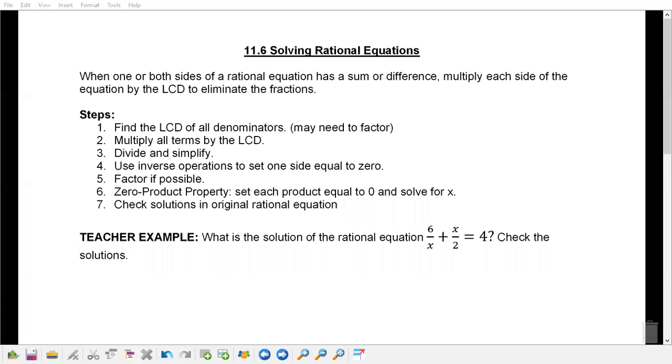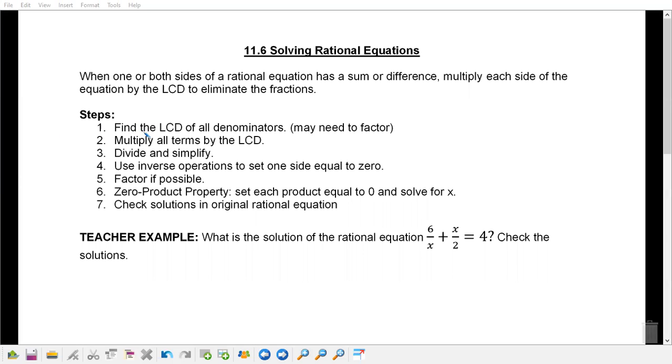Okay, 11.6, solving rational equations. It's all coming to an end. It's the last section of learning in Algebra 2. When one or both sides of a rational equation has a sum or difference, we multiply each side of the equation by the LCD to eliminate the fractions. So that's what we do to eliminate the fractions.